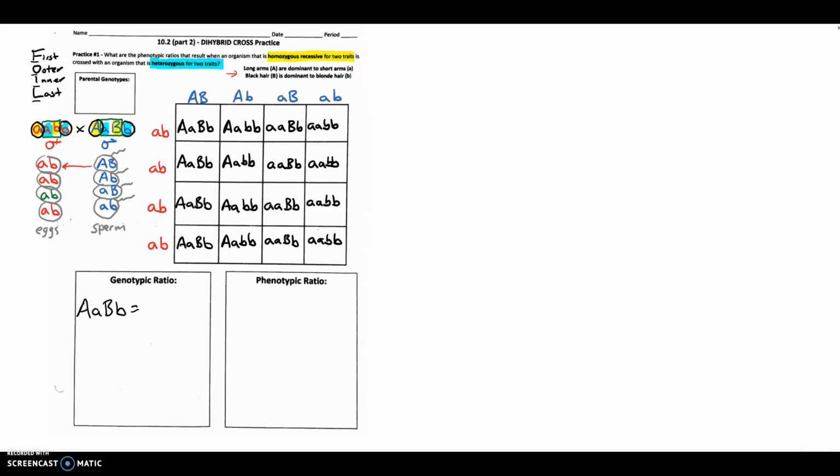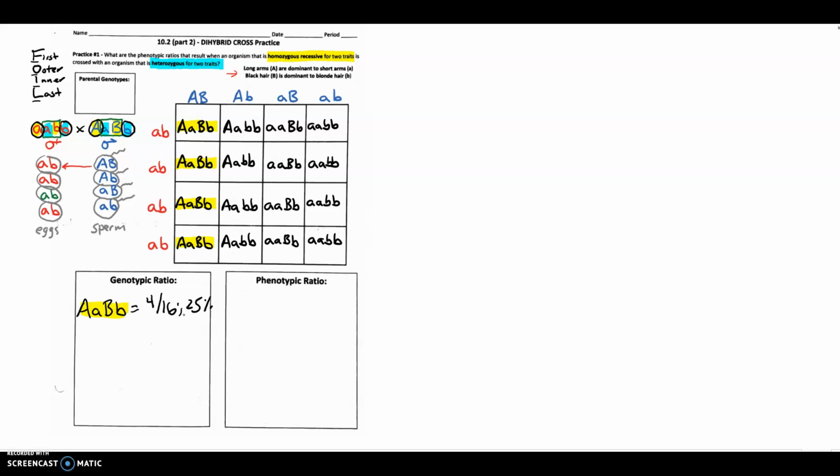Well, let's highlight them. Big A, big B, little b is also heterozygous for both traits. So that's heterozygous for both traits, heterozygous for both traits, heterozygous for both traits, and heterozygous for both traits. So that comes out to 4 out of 16, which is also 25%.